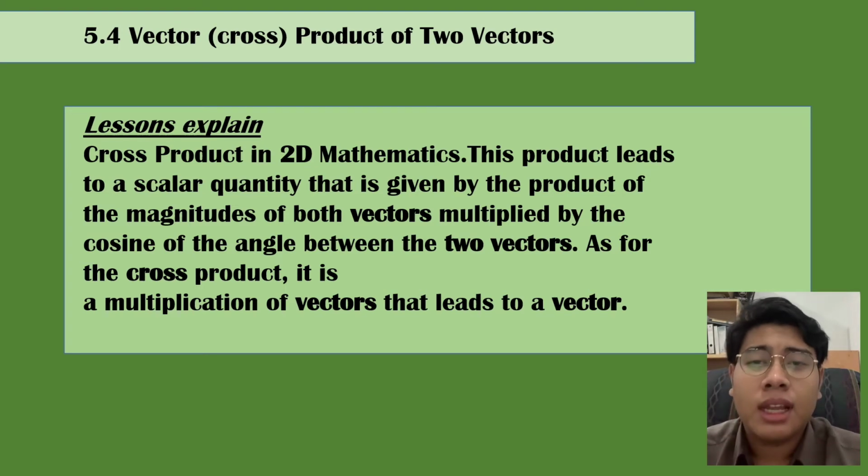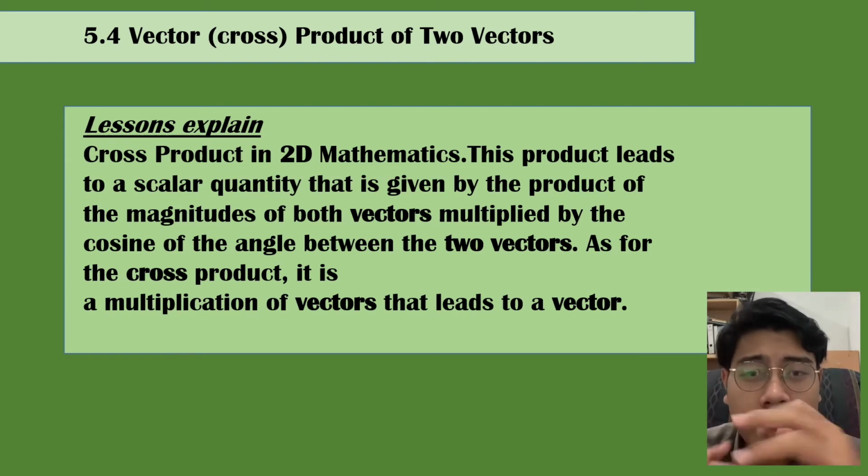For the first, cross product in 2D mathematics, this product leads to a scalar quantity that is given by the product of the magnitudes of both vectors. So, it is multiplied by the cosine of the angle. So this is the lesson explained for the students.